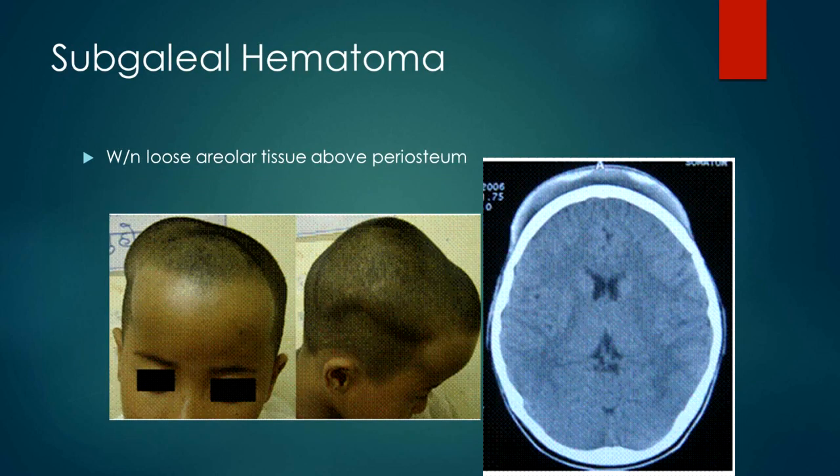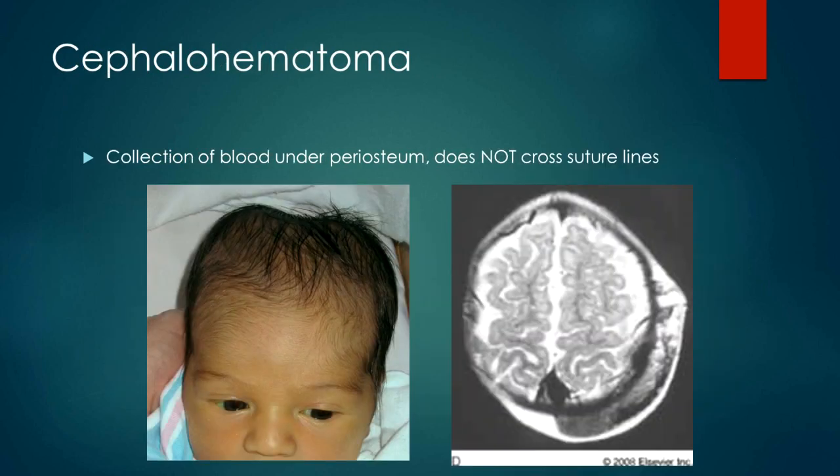Here is a subgaleal hematoma. This is frequently seen in children post-birth when the OBs had to use something like a vacuum extractor or something like that. Pretty low-risk injuries. Here's a cephalohematoma. Again, blood underneath the periosteum, but does not cross suture lines.